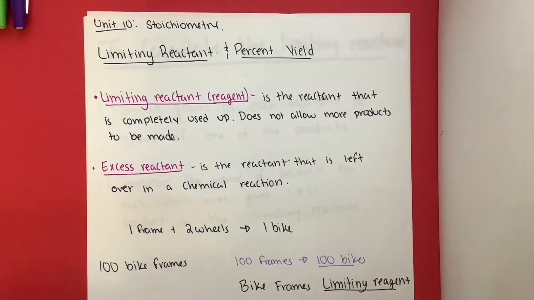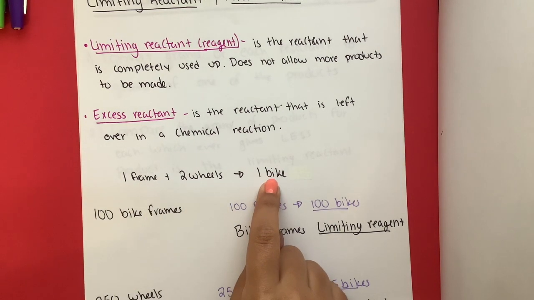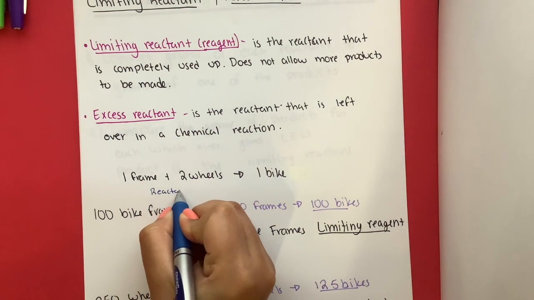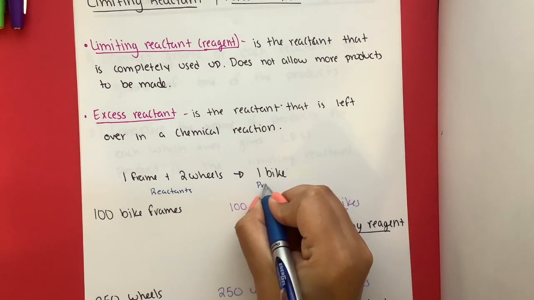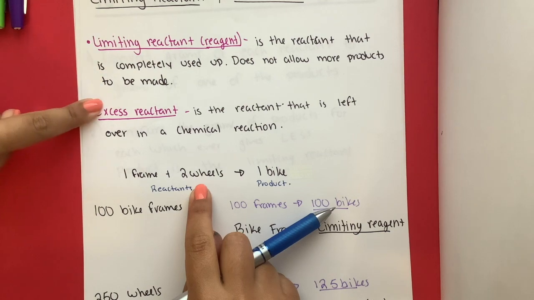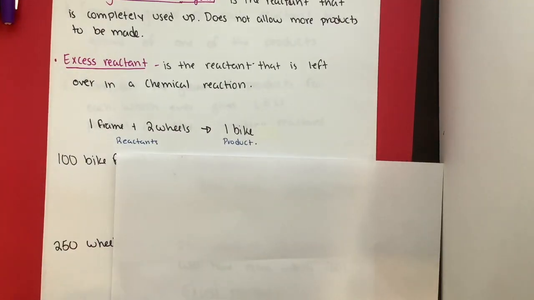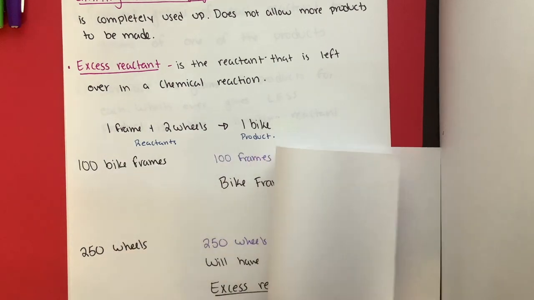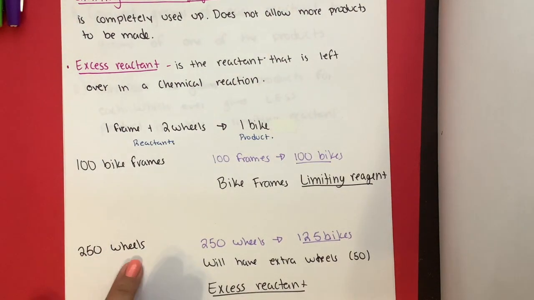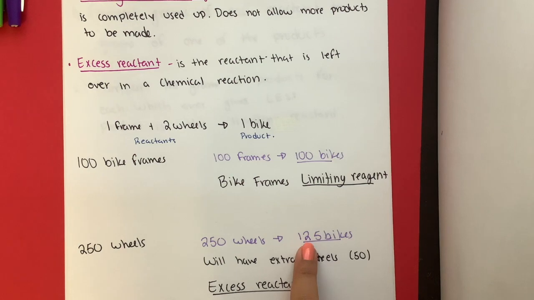Okay, so let me give you another example. Making a bike. In order to make a bike, we need 1 frame and 2 wheels to produce 1 bike. This 1 frame and 2 wheels would be our reactants. The bike will be the product. Remember that in reactants, we're always going to have a limiting reactant and an excess reactant. So let's say we have 100 bike frames. If we have 100 bike frames, we can make 100 bikes. If we have 250 wheels, each bike requires 2 wheels, so that means we're going to be able to make 125 bikes.